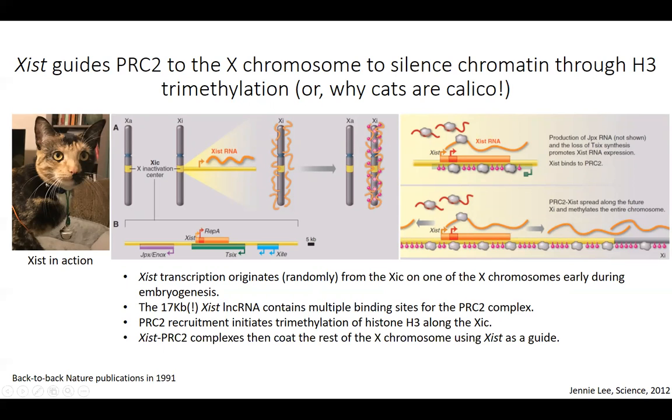Okay, so again, always crediting people who discover these different long non-coding RNAs, and this was in 1991. So in scientific time, this is a fairly long time ago that we actually knew about these. Okay, so this answers a lot of questions about X chromosome inactivation, but also why cats are calico.